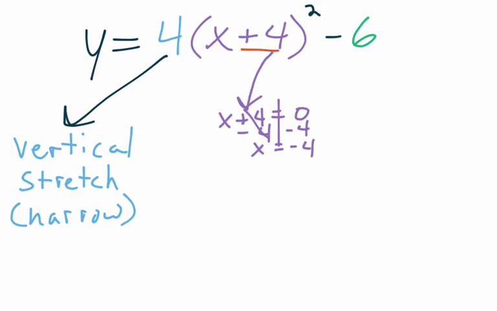So what's going to happen with our parabola here? Well, our parabola is going to move 4 places to the left. So it's going to translate, and I'll write this down in purple here, it's going to translate 4 places to the left. Translate 4 places to the left. 4 units left.